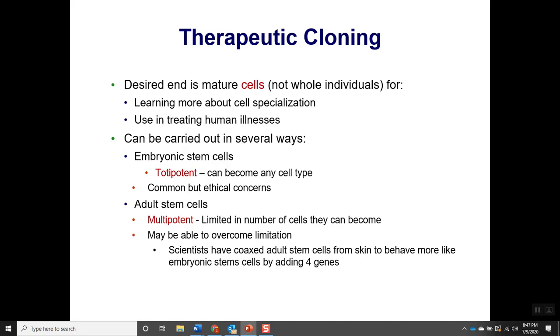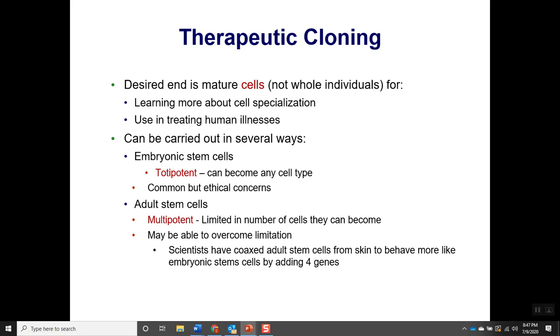All right, therapeutic cloning. The therapeutic cloning type of cloning is where we are ending up with desired mature cells, not whole individuals. So we're trying to get blood cells, or nervous system cells, or muscle cells, etc. So we are able to use these cells to treat human illnesses sometimes.